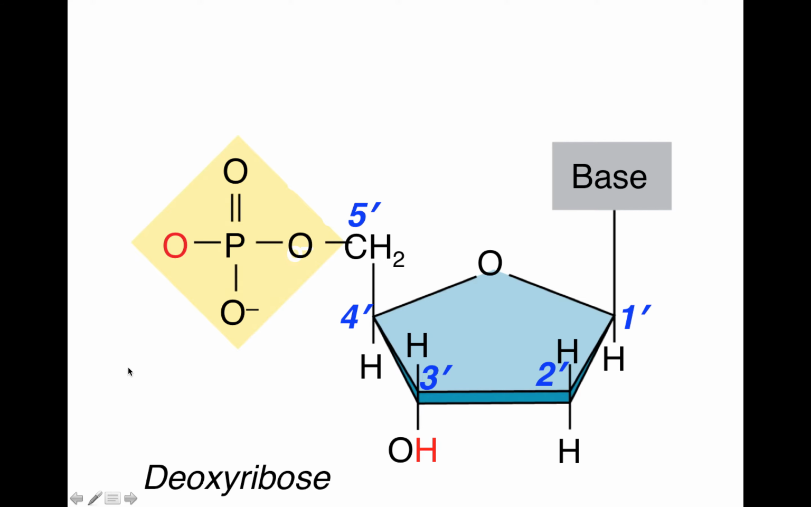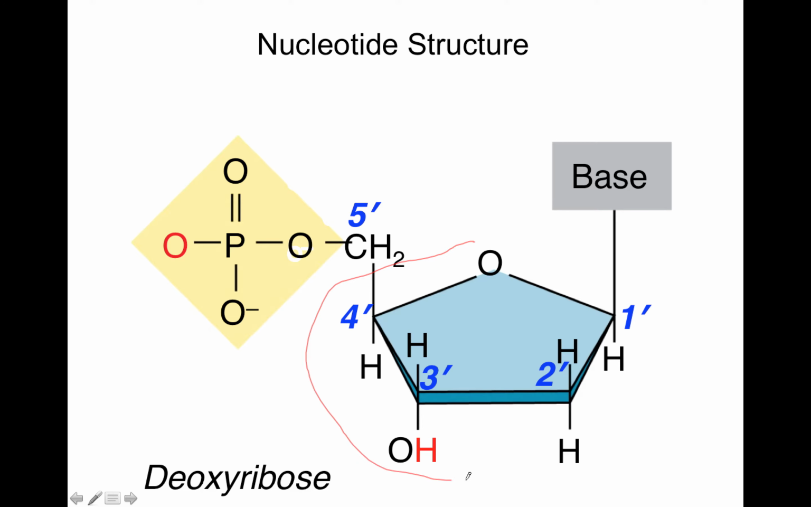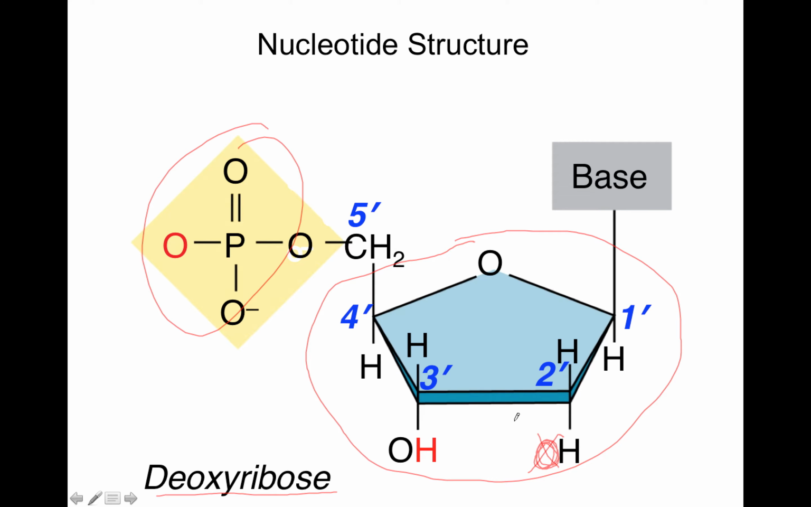So here's the nucleotide structure. It has a base, and it has a sugar. This is the sugar part, and a phosphate group. Okay, this particular sugar is deoxyribose. Why is it deoxy? Why is it missing an oxygen? Well, ribose would normally have an oxygen here as well. But deoxyribose doesn't have this oxygen, so it's deoxyribose.